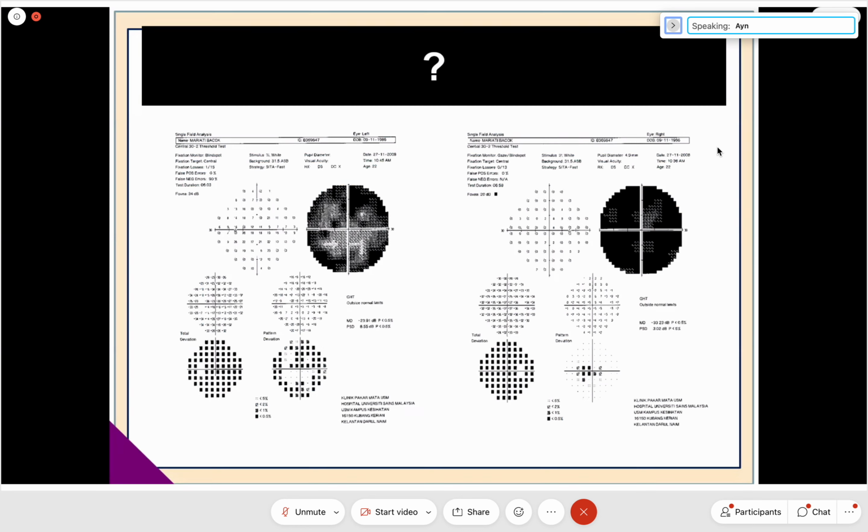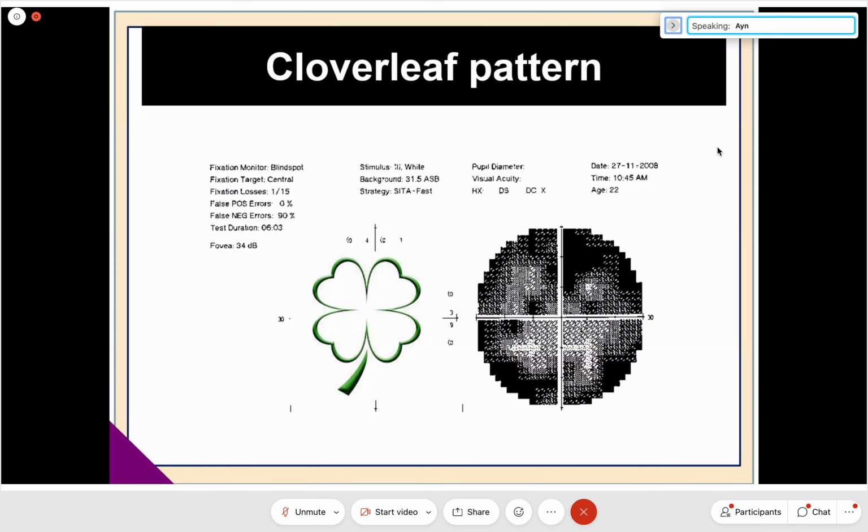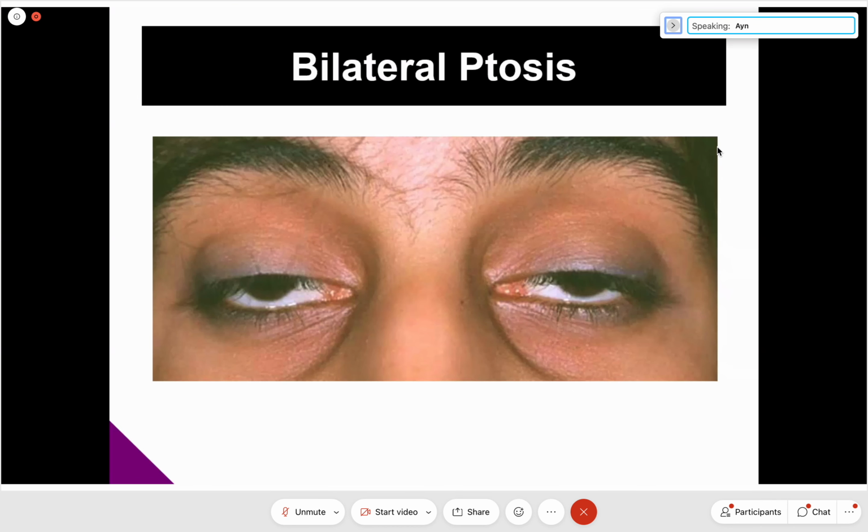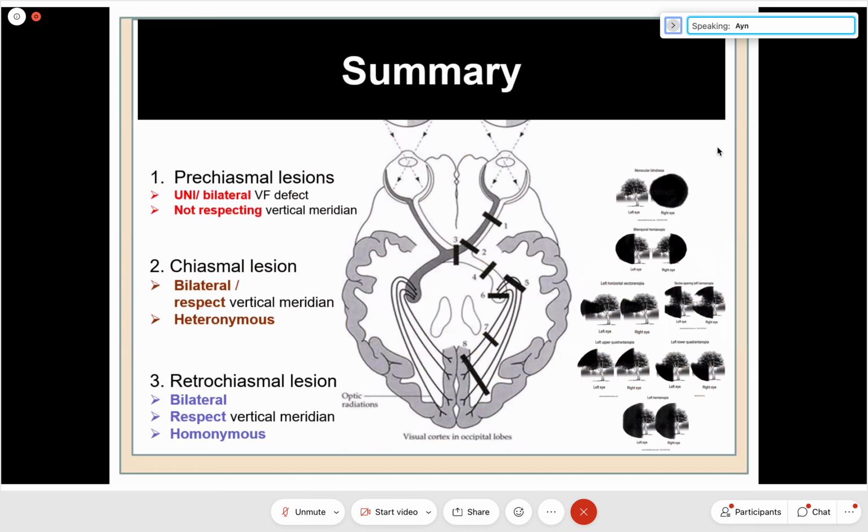Okay, this one, some people got panic. The patient had very severe visual field loss. But actually, if you look carefully, this is a high false negative error, and the shape at the center here is a clover leaf pattern. This indicates that the patient is inattentive. At the beginning of the test, probably he can plot at the central part, but he lost interest, and later on he probably slept. And then what is this? This is due to ptosis. All right. So I think that's enough.